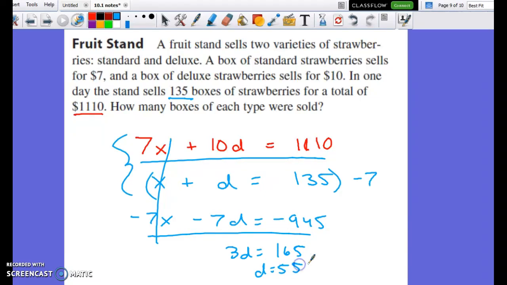So 55 deluxe, and then I can plug that in. So you do 135 minus 55, that's going to give you 80 standard. Okay, so 80 standard boxes of strawberries and 55 deluxe.